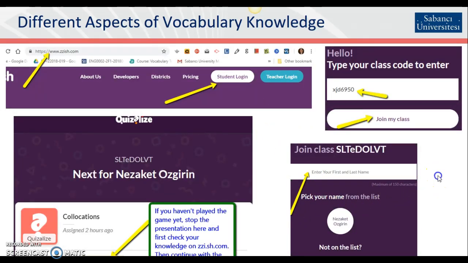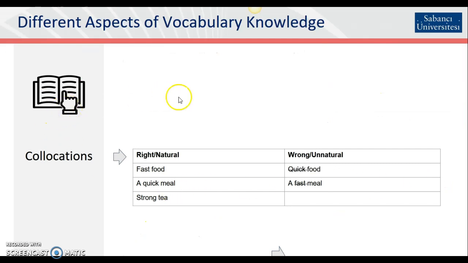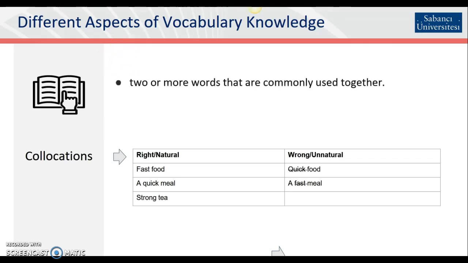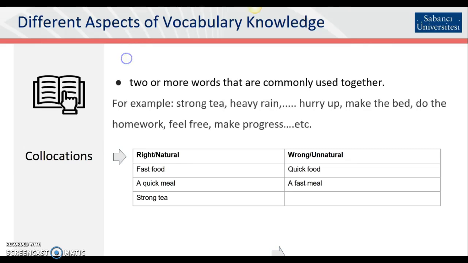Okay, let's continue with our session and focus on collocations. Collocations can be defined as two or more words that are commonly used together. For example, strong tea, heavy rain, hurry up, make the bed, do the homework, feel free, make progress, and so on. Now, please look at the table here.